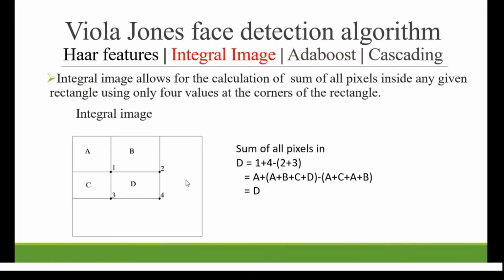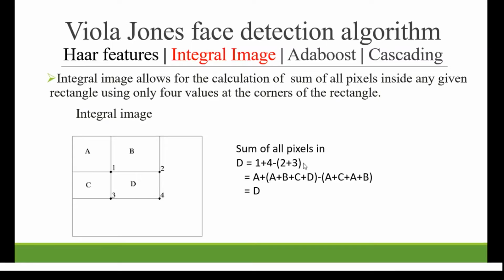Okay, I'll show you one by one. So what we do is, suppose we want to calculate the sum of all pixels in this. So what we'll do is we'll take the value of 4 and we'll add 1 to it and we'll subtract 2 and 3. So here 4 is the sum of all these, 1 is this, so 1 plus 4 will be this all plus this one extra, and when we subtract 2, this will go, and when we subtract 3, these 2 will go. So the extra one will go. In the end we'll be left with just D.